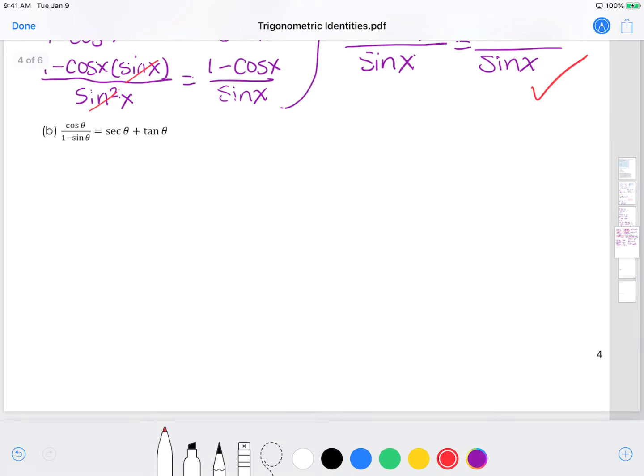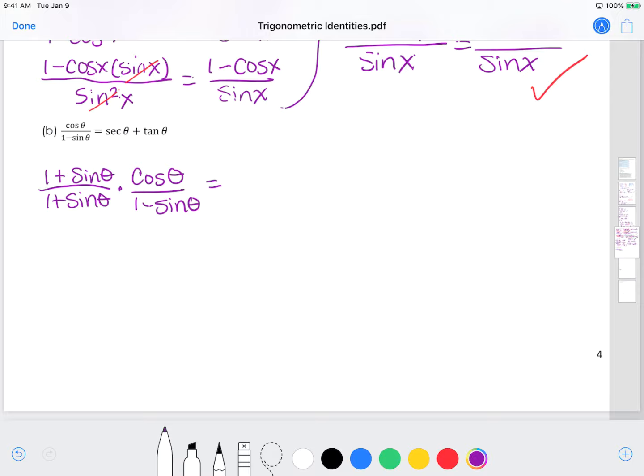Okay, the second example of using conjugates, I'm going to do the same thing. On the left-hand side, I'm going to multiply the top and the bottom by the conjugate of 1 minus sine. Now, the conjugate of 1 minus sine would be 1 plus sine. Remember, you change the middle sign so that you get the difference of squares. So I'm going to multiply by 1 plus sine theta over 1 plus sine theta. And I'm going to multiply that by cosine theta over 1 minus sine theta.